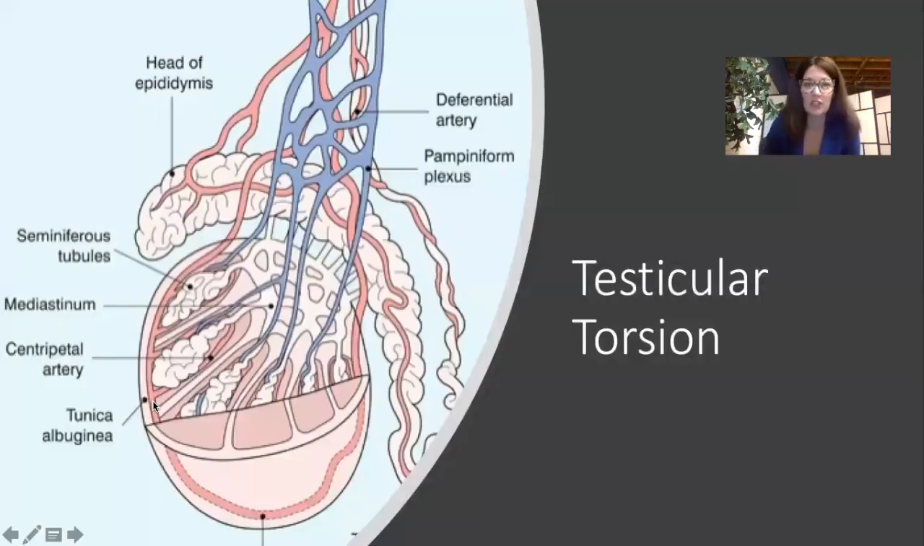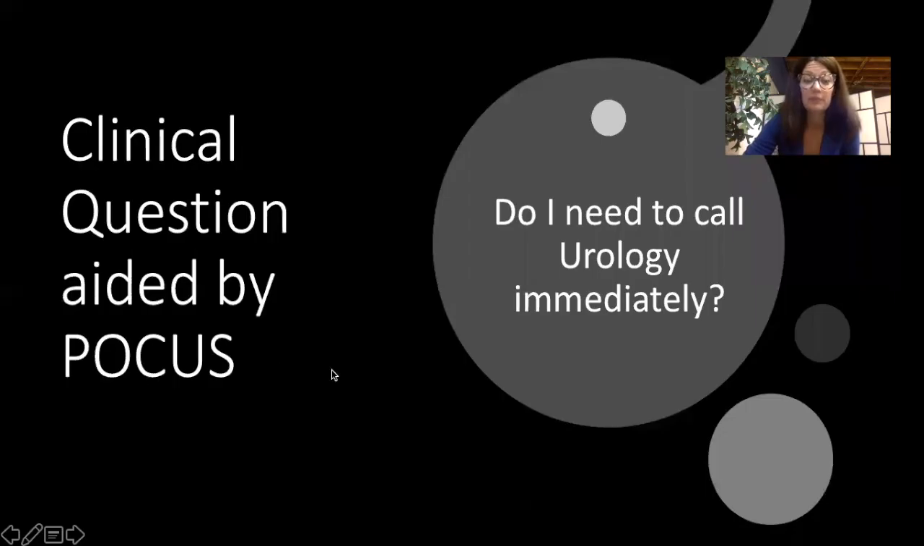My next application that I do use in my practice is to rule out testicular torsion. So the main question is, is there a complete lack of flow to the testicle? Because if I see a complete lack of flow, I'm going to feel confident to call urology directly with my point of care scan, and I'm not going to wait for the formal scan because the time is of the essence.